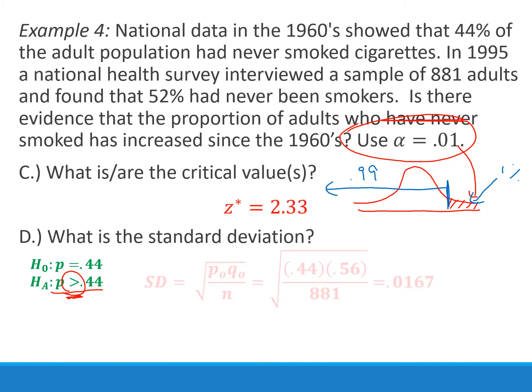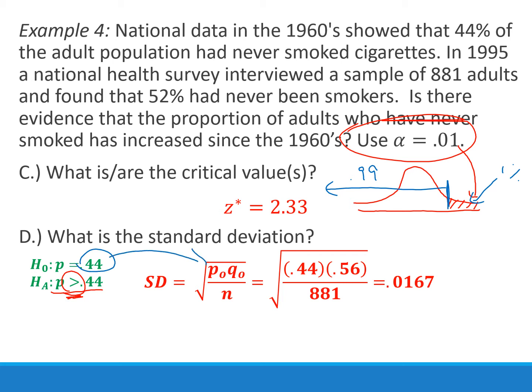For the standard deviation, we're using this equation, the square root of pq over n, and the p is from the null hypothesis, never from the sample. All of our parameters for our normal curve are based on the null hypothesis being true.